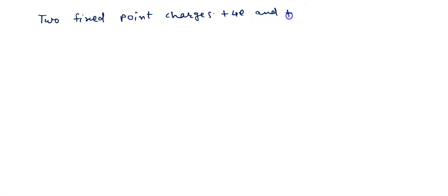Next question says that there are two fixed point charges, plus 4E and plus E units, and they are separated by a distance A.